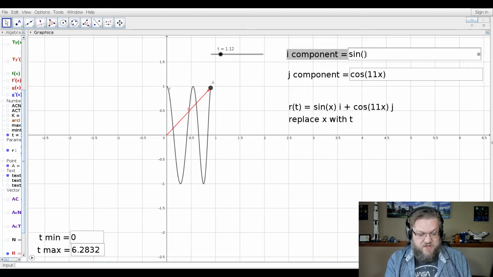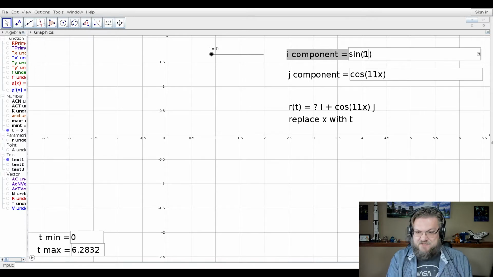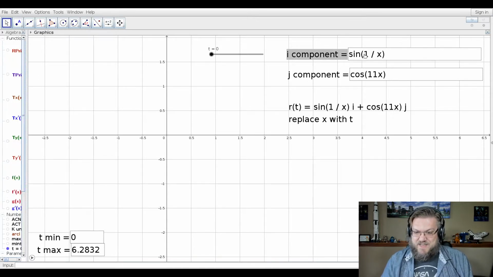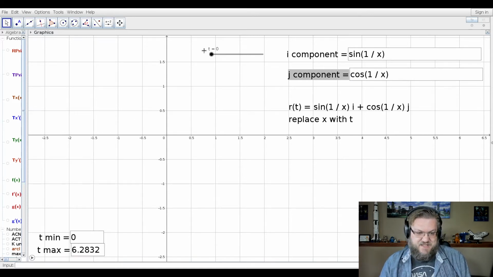So let's start with this. I'm interested in your sine of 1 over x as well. That's very interesting. So something like that. And then cosine of 1 over x. I'll do 1 over x squared next, because that's what you actually said. But let's go there. Let's see what that does.